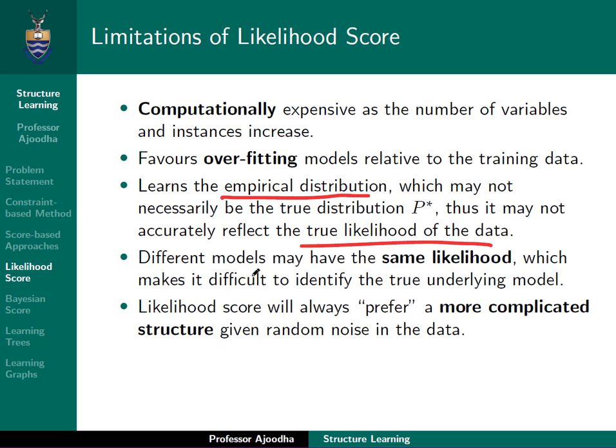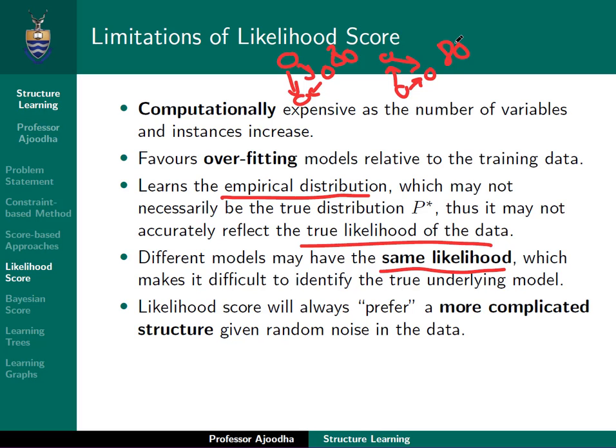The other thing is that different models may have the same likelihood. For example, and this is not necessarily a limitation, sometimes it's a good thing. Maybe the likelihood score gives this graph an 80, but it also gives this graph an 80. Sometimes that's a good thing, and you'll know why later on. But for now, let's just say that that's an inconvenience, because when we're looking for the true structure, we won't be able to identify which is the true structure, because everything is giving us the same score with respect to the likelihood score.